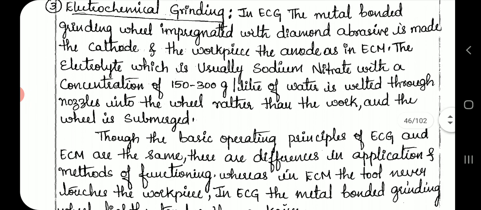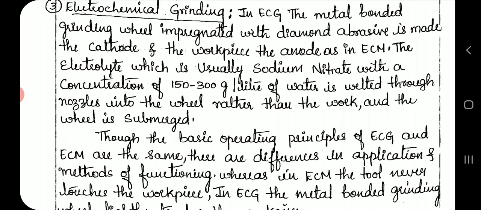Electrochemical grinding. In electrochemical grinding, the metal bonded grinding wheel impregnated with diamond abrasive is made the cathode and the workpiece the anode as in ECM. The electrolyte, which is usually sodium nitrite with a concentration of 150 to 300 grams per liter of water, is pumped through nozzles into the wheel rather than the work, and the wheel is submerged.